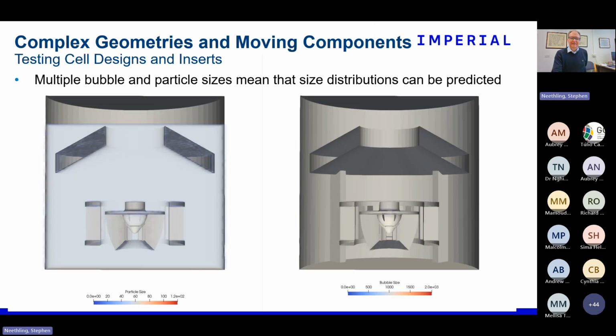So this is showing, we do it with multiple sized particles and bubbles. So this is just showing our predictions of bubble size and particle size as a function of position in the cell.